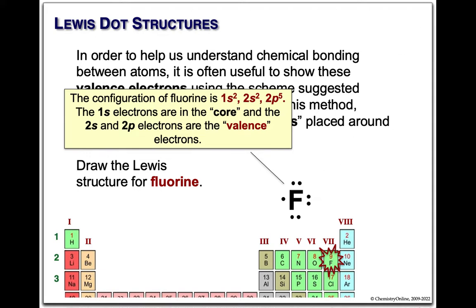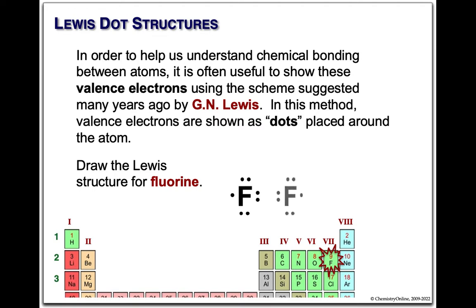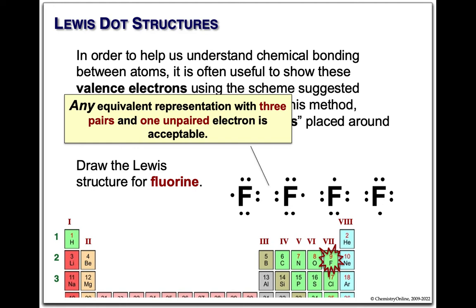Now, remember, I just said Lewis structures are simply bookkeeping. So that means it doesn't matter if you draw it like this, like that, like this, or like that. They're all the same. All you need to make sure is that you have 3 pairs of electrons and 1 unshared pair. Any questions? All right.